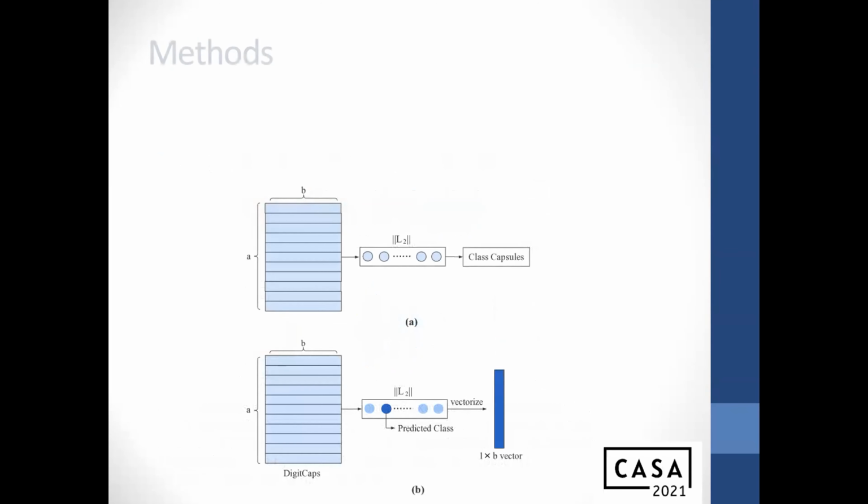And moreover, due to the inherent increase in the model capability, we propose target reconstruction rules to enhance the regularization and reduce overfitting. Our proposed architecture is in figure B part, in which the class-independent FC capsule layers take only the activity vector of the predicted class.